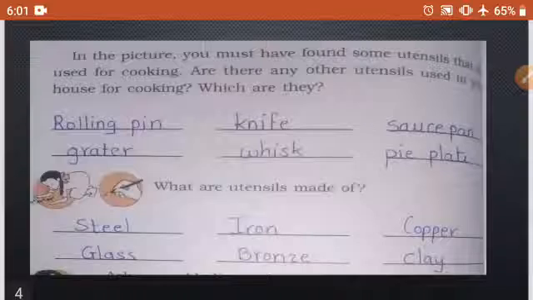The next question is, what are utensils made up of? So utensils are made of different things: steel, glass, iron, bronze, copper and clay. You can write this answer over there on textbook page number 64.